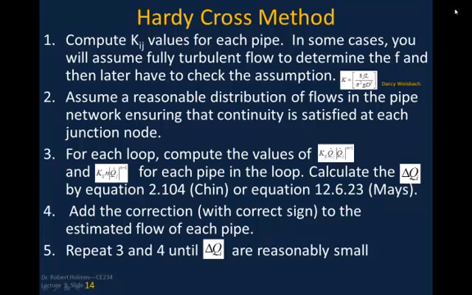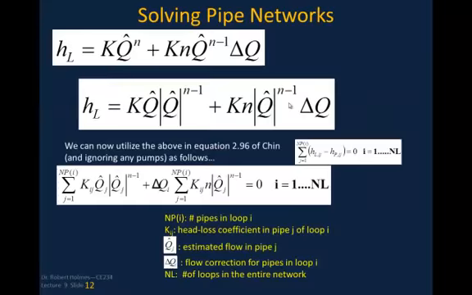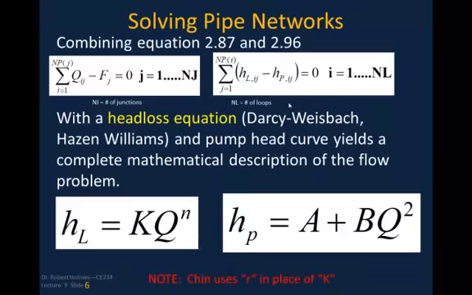All right, so once you get all the K's computed for each pipe, then you're going to assume a reasonable distribution of flows in the pipe network, ensuring that continuity is satisfied at each junction node. And so if you look at that, you're going to look back. Let me pull up a network here.